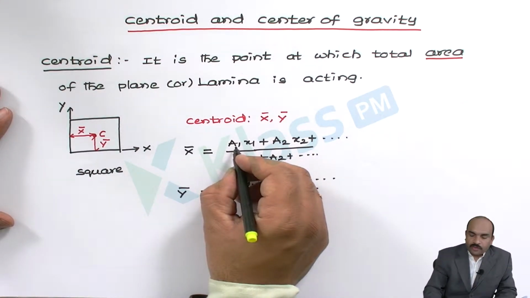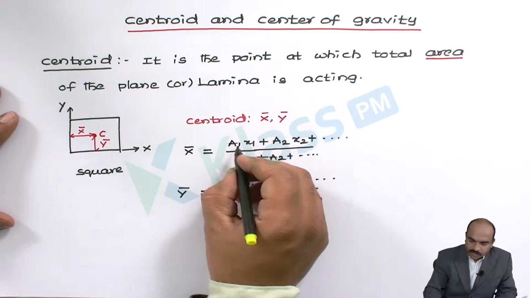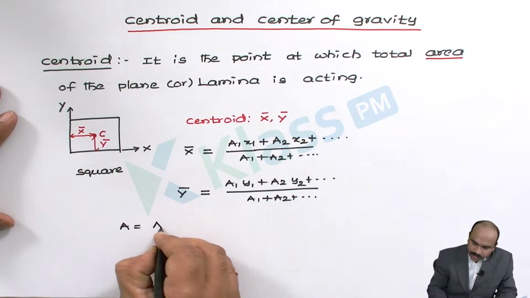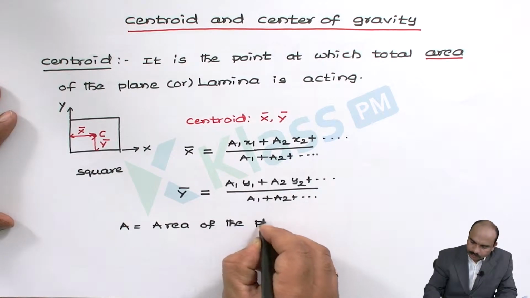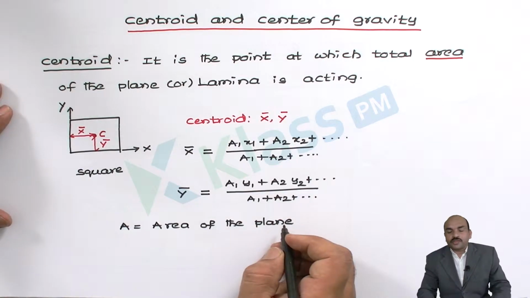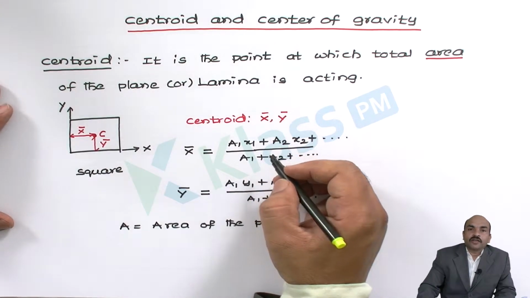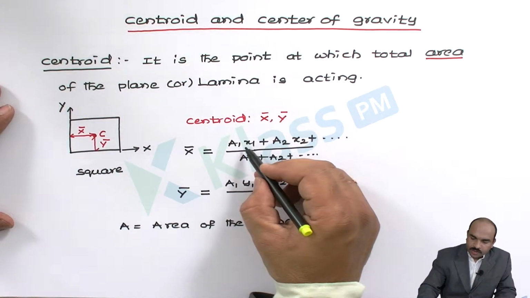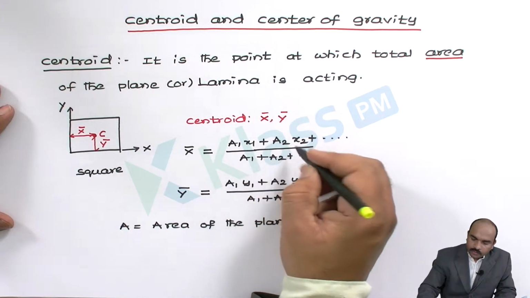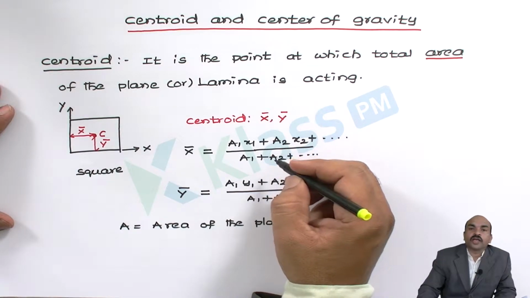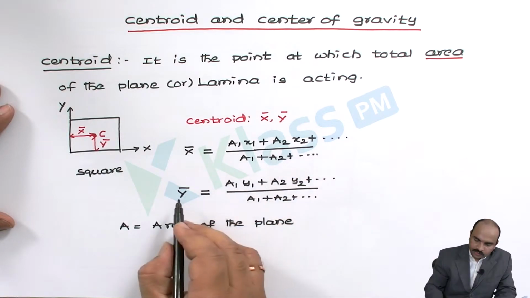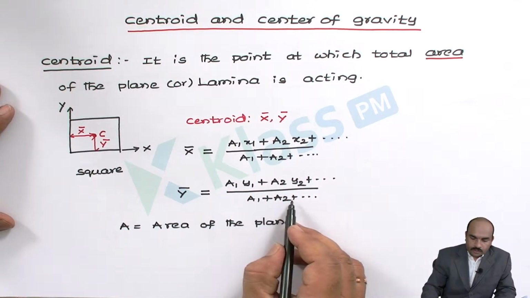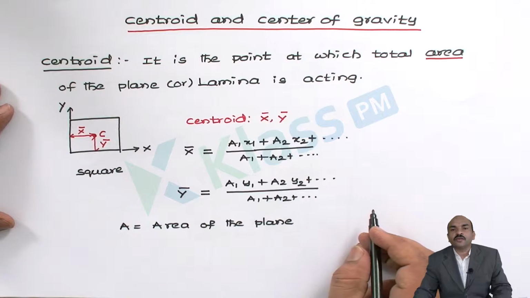In this, a1 represents the area of the first diagram. Capital A is the area of the plane. For a composite diagram, we will divide the given plane into different diagrams like 1, 2, 3. Then we will use this formula to calculate the centroid. So x bar, this is the formula. For y bar, this is the formula. So this gives the concept of centroid.